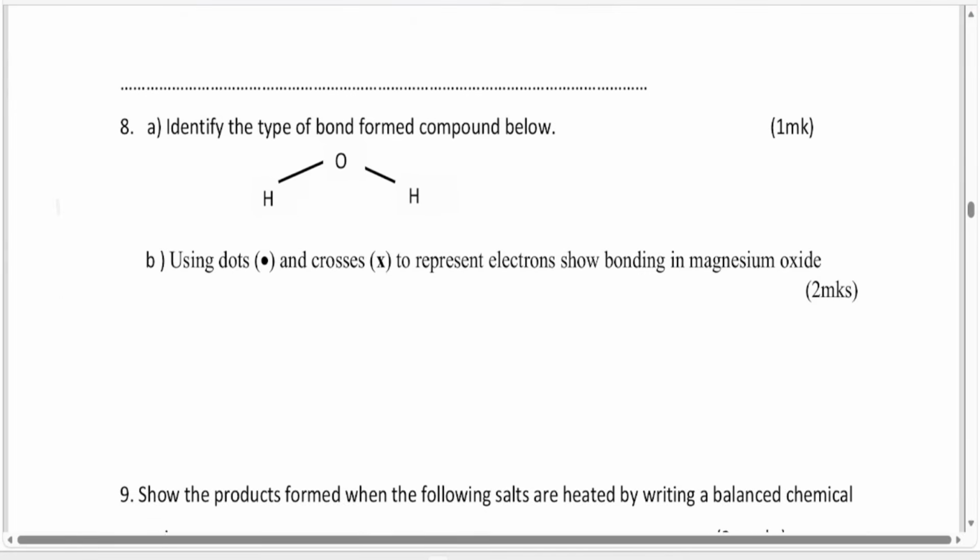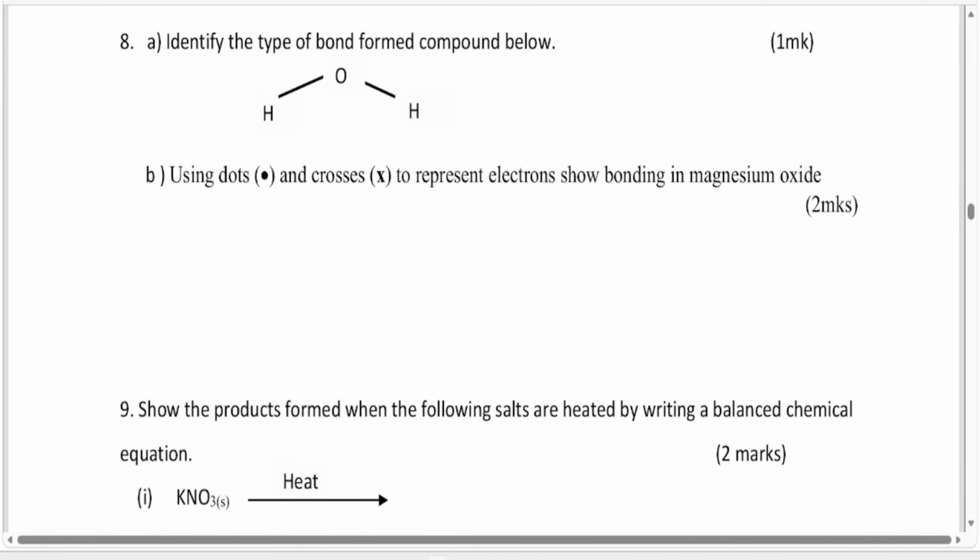Moving to question number 8. Identify the type of bond that forms the compound below. You can see that this is oxygen that bonds with hydrogen. And we know we use this to represent which type of bond. This is covalent bond. So the type of bond is covalent bond.